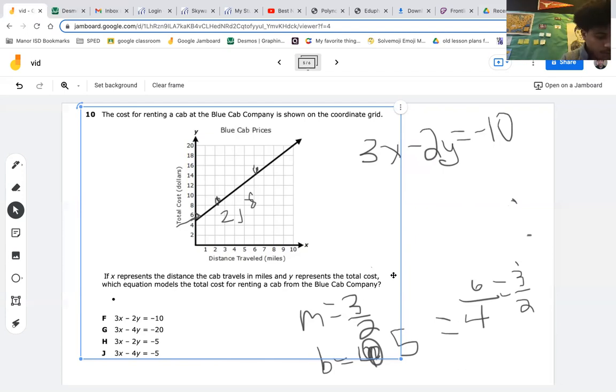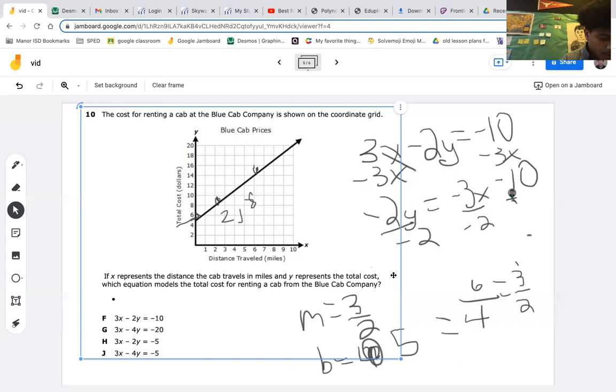Which one do we do first? You always do the x first. The opposite of 3x is minus 3x. Minus 3x, cancel. Negative 2y equals negative 3x minus 10. And then finally, to get rid of the negative 2, you divide everything by negative 2. So y equals negative 3 over negative 2, the two negatives cancel, so it's positive 3 over 2x. These two negatives on the 10 and the 2 cancel, so that's now positive 5.